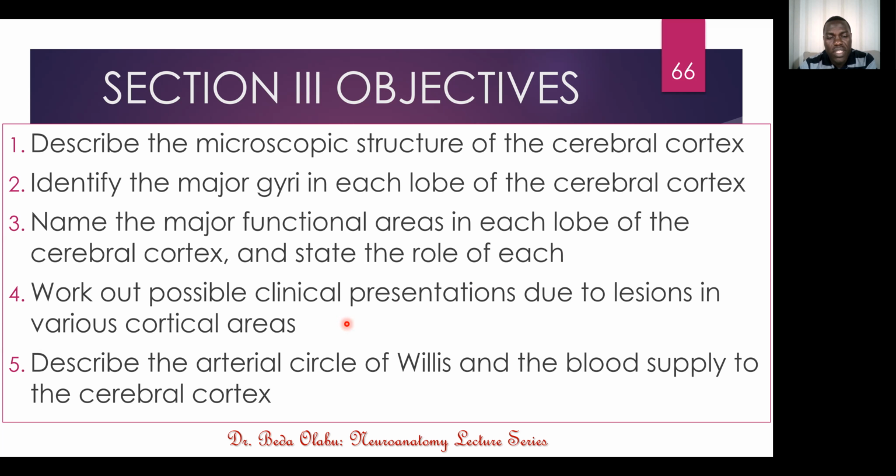And because we are clinicians, we also try to work out the clinical presentations of our patients if they have lesions on those specific cortical regions that we're going to talk about. At the tail end of the session, we look at the blood supply to the brain and specifically to the cerebral cortex. And we'll try to link this blood supply with various vascular syndromes that can occur in case any of these vessels are occluded, in what we usually call stroke.